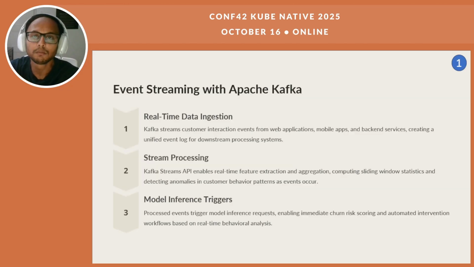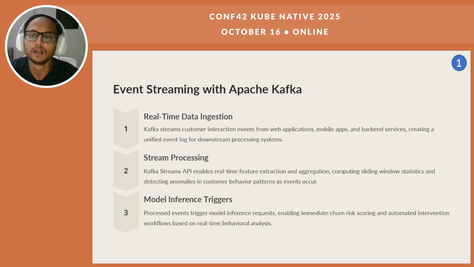Talking about the proposed architecture itself, there are three major components that I'm going to touch upon. Here we're going to look at Apache Kafka. We'll talk about Kubeflow next and then Knative after that. Starting here with Apache Kafka. Kafka is the heart of the real-time system and it helps to stream all customer interaction events. That could be from mobile apps, web applications, backend services, and it helps create a unified event log.